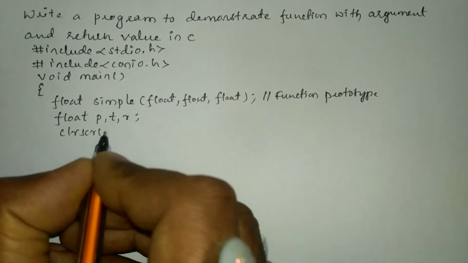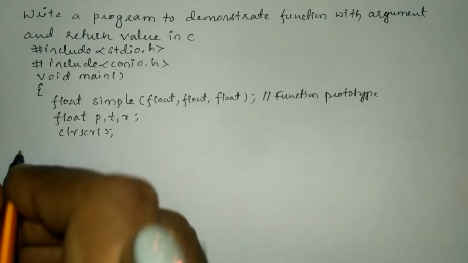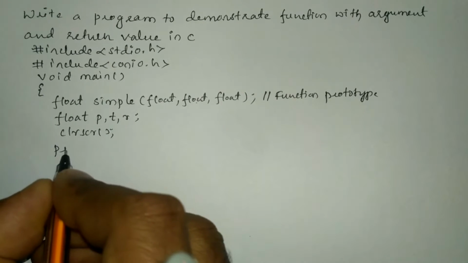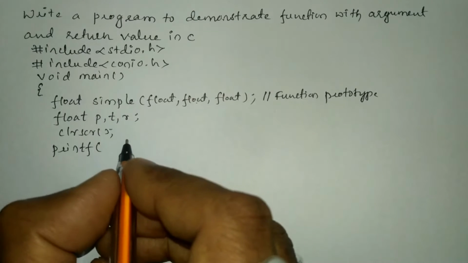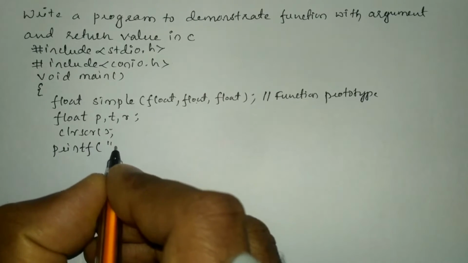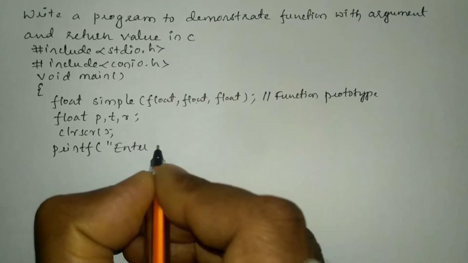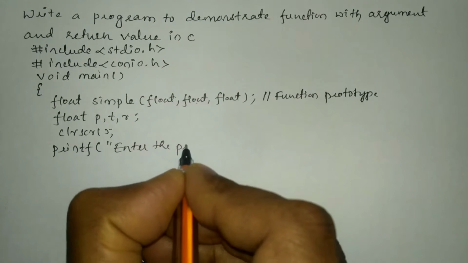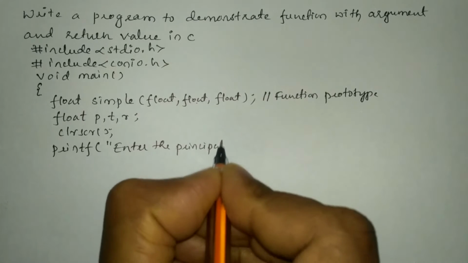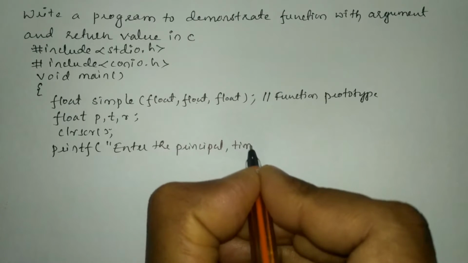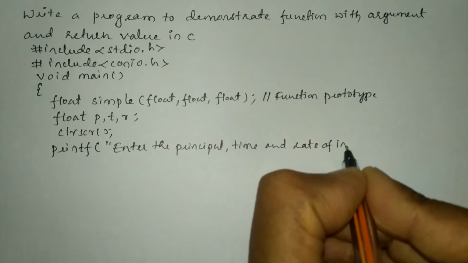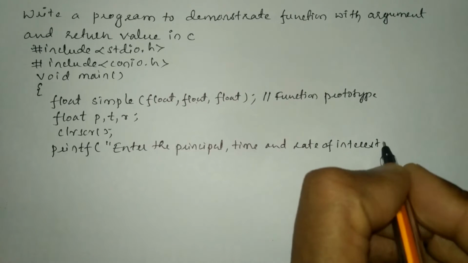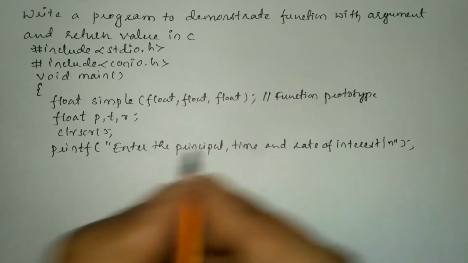clrscr is the function which is used to clear the screen. Now we will ask the user to enter principal, time and rate of interest in a printf statement. In a double quotation mark I'm going to write enter the principal, next we'll write time and rate of interest. So backslash n, end the double quotation mark and put semicolon.